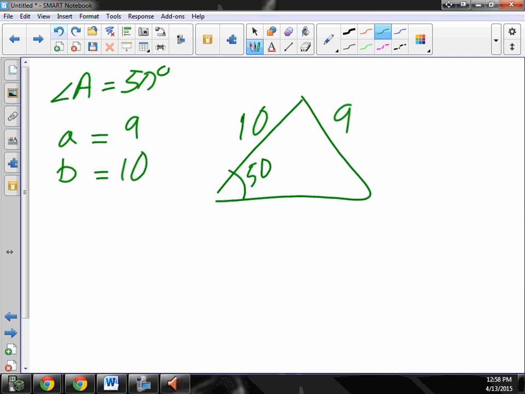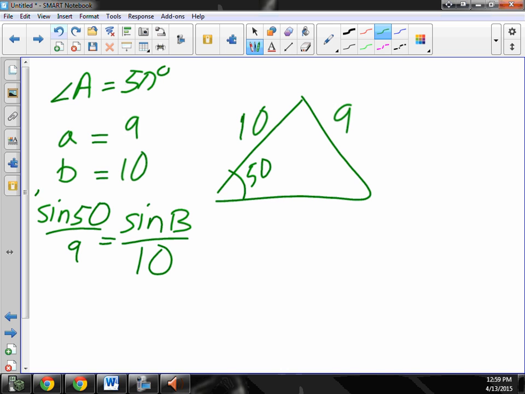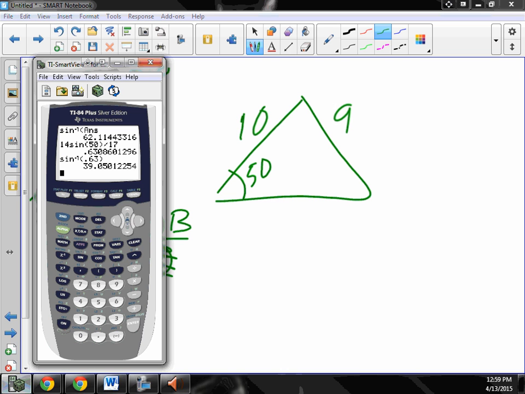Is it possible to have two triangles here? Yes, because 9 is smaller than 10. Okay, so let's check. Sine of 50 over 9 is equal to the sine of, whatever you want to call it, b over 10. And times by 10. 10 sine of 50 divided by 9. Does this have an answer? Yes, because that number is less than 1. So let's figure out what the angle is. Invert, and we get 58 degrees.